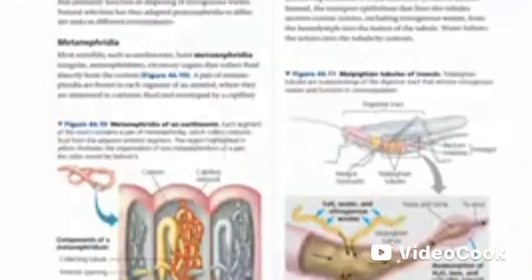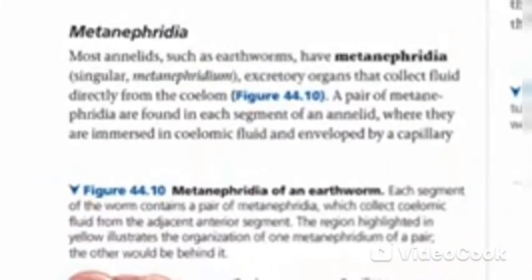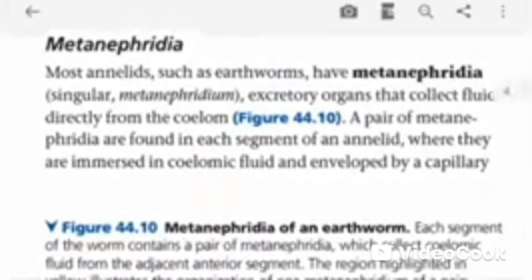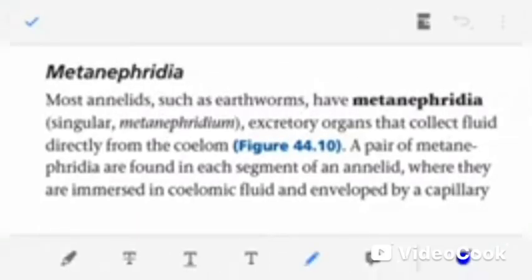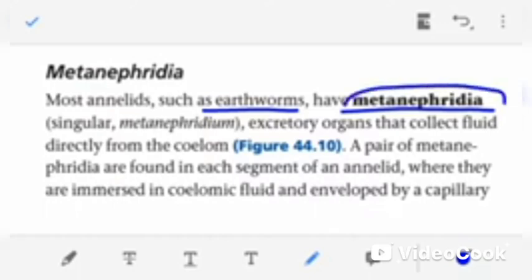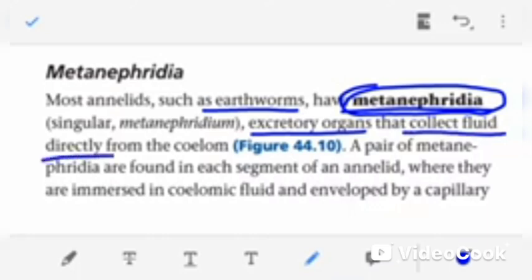Now we are discussing the metanephridia. In most annelids, such as the earthworm, metanephridia are present. The metanephridia in an earthworm is an excretory organ, and it collects fluid. It receives fluid directly from the coelom.